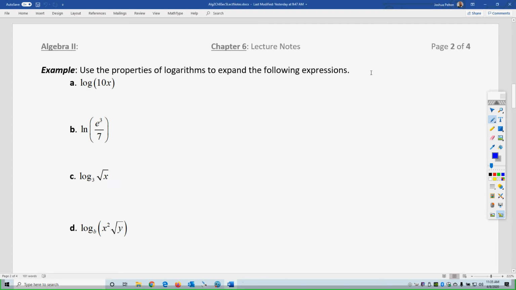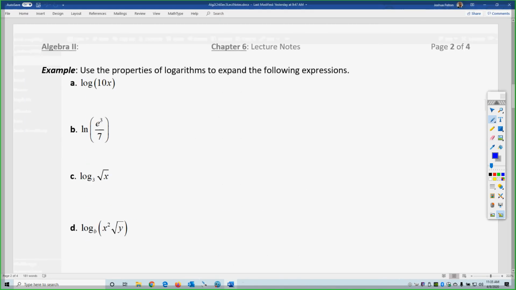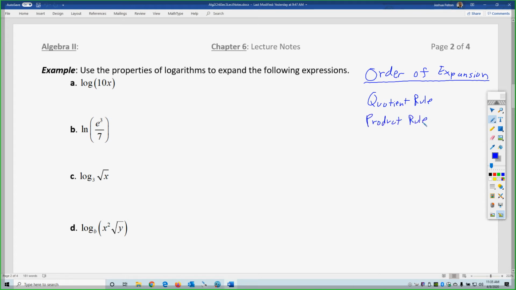Here's an order of expansion. If there are multiple rules to apply, you must do the quotient rule, the product rule, and then the power rule of logs. It must happen in that order for expansion if there are multiple of them.